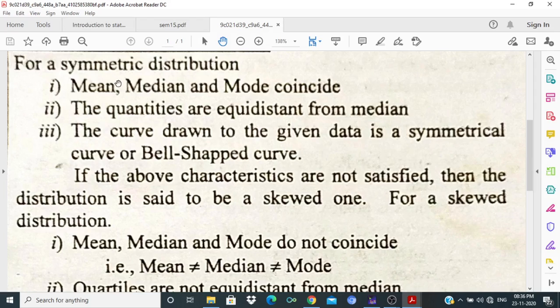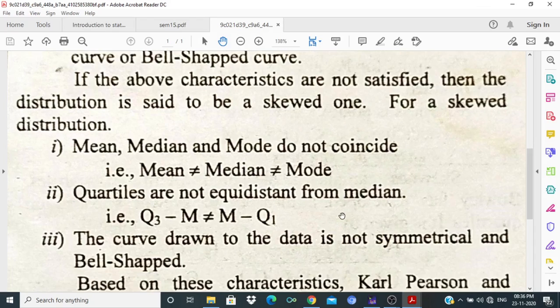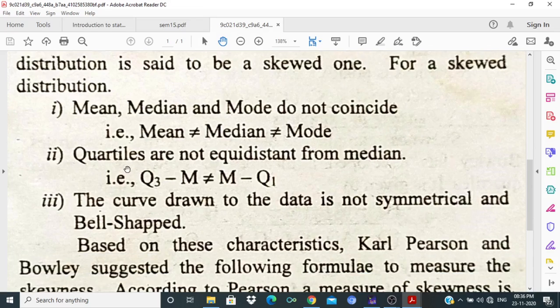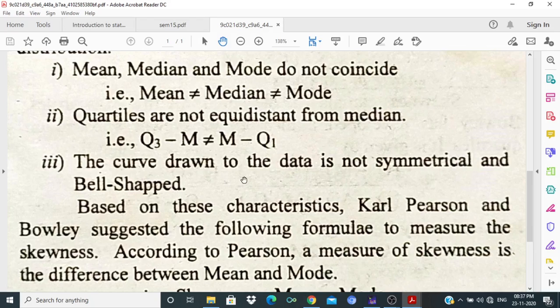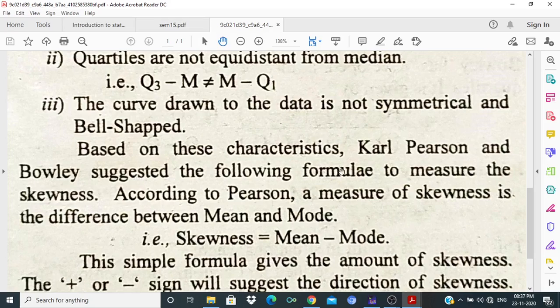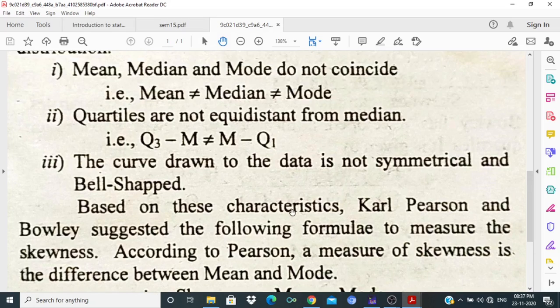If these three characteristics are not satisfied, then the distribution is said to be a skewed one. For a skewed distribution, mean, median, mode do not coincide. That is, mean is not equal to median is not equal to mode. Quartiles are not equidistant from median. Q3 minus Q2 is not equal to Q2 minus Q1. The curve drawn to the data is not symmetrical and bell-shaped. Based on these characteristics, Karl Pearson suggested some formulas to measure skewness.